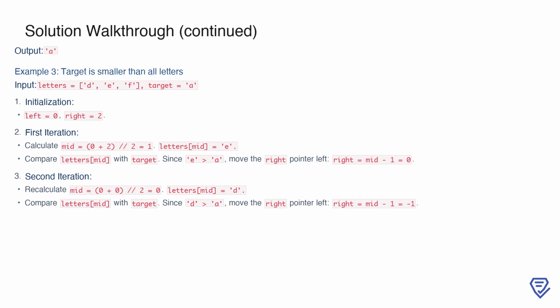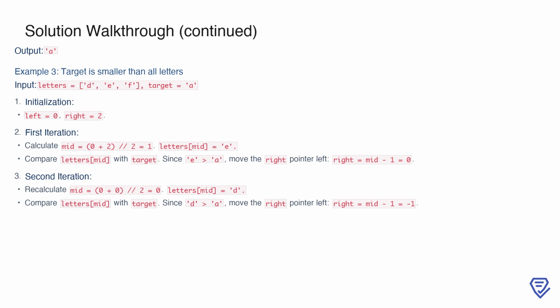Now, let's consider the case where the target is smaller than all the letters in the array. The input is letters equals [D, E, F], and target equals A. We initialize left to 0 and right to 2. In the first iteration, the midpoint is calculated as (0 + 2) / 2 equals 1. The letter at index 1 is E. Comparing E with the target A, we find that E is greater than A, so we move the right pointer to mid - 1, updating right to 0.